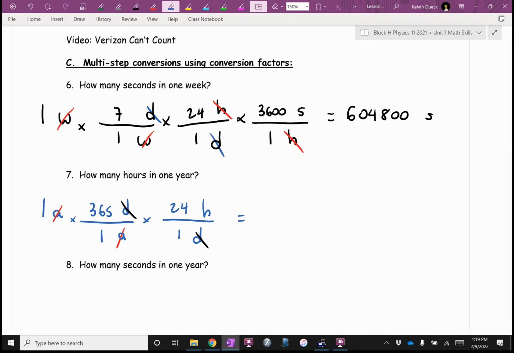Again, a good way to follow along, try these on your calculator. It keeps you involved and you get practice on your calculator. Is it 8,000 something? 8,760. And that is hours.